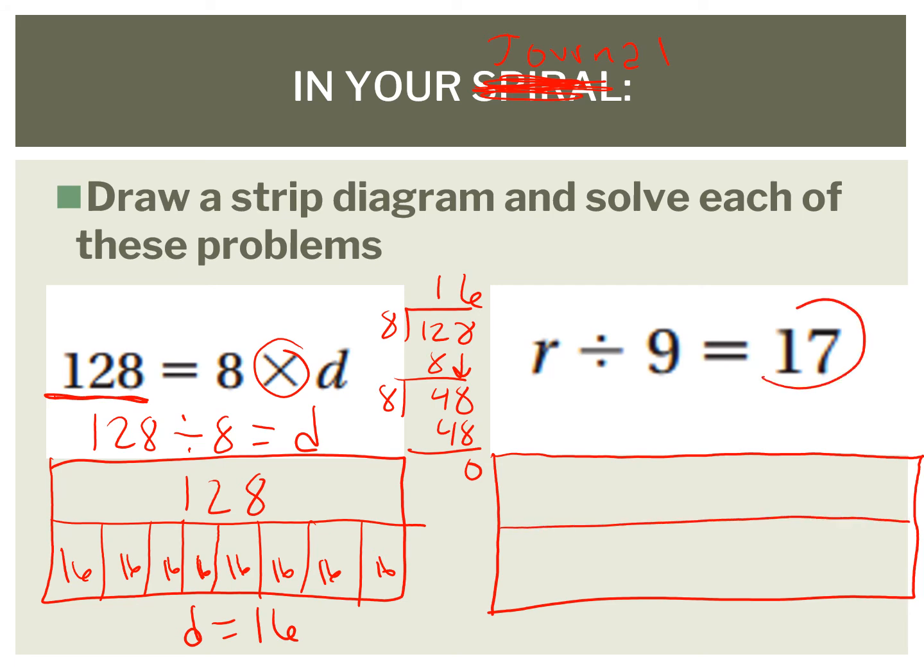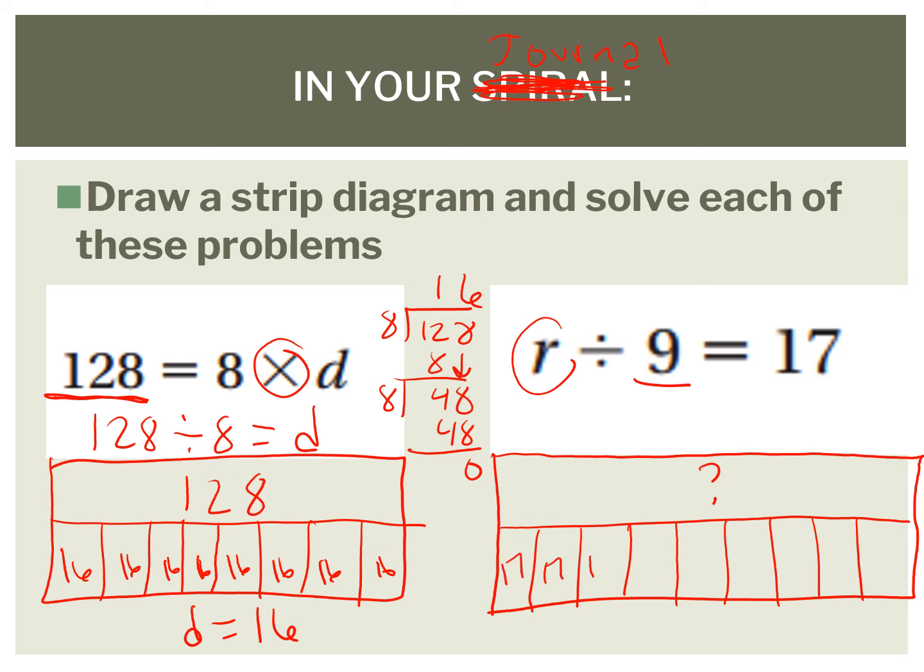What do I know? I have 9 strips. I don't know the big number. I'm looking for the big number, the total. I do know I have 9 strips. Oh, so difficult to make 9. Try again. So 1, 2, 3, 4, 5, 6, 7, 8, 9. And I do know that each one is 17.